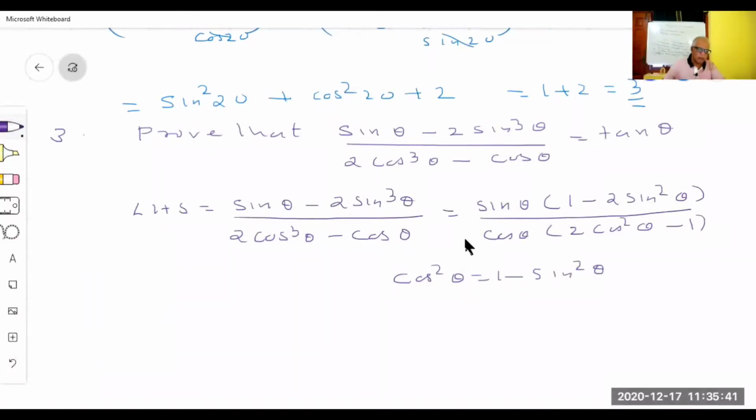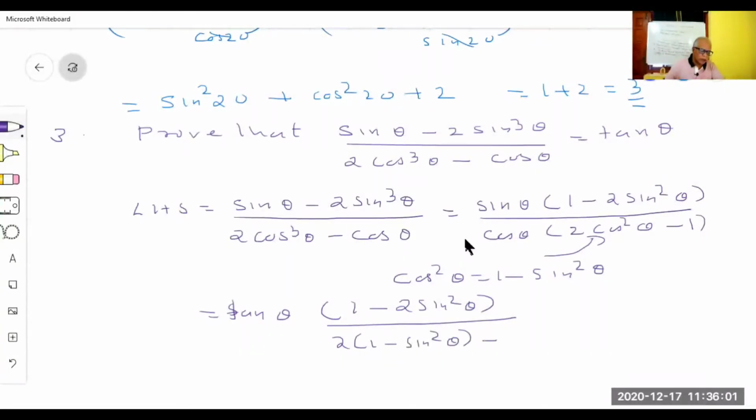Plug the value here. So what will I get? Tan theta into 1 minus 2 sin square theta, divided by 2 into 1 minus sin square theta, minus 1, right? Tan theta into 1 minus 2 sin square theta, divided by 2 minus 2 sin square theta, minus 1.